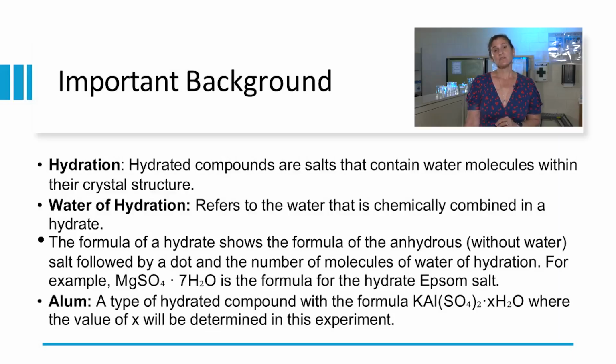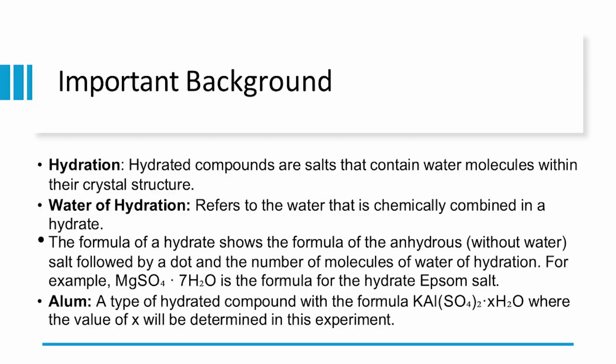What we're going to be doing in the lab today is we're going to be utilizing alum. Alum is KHSO4 in parentheses 2 dot XH2O. And that X is what you're going to be determining in the lab, which is the number of waters that get trapped every time that crystal forms. We're going to be doing this measurement both experimentally and theoretically.